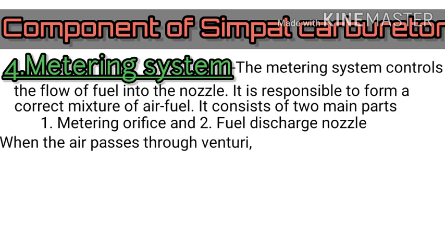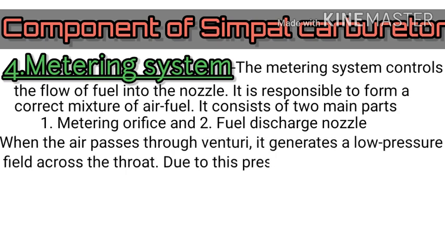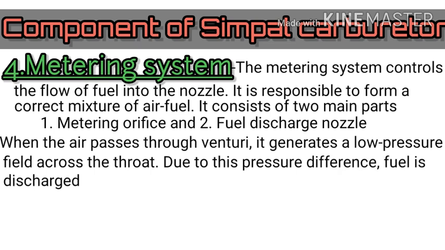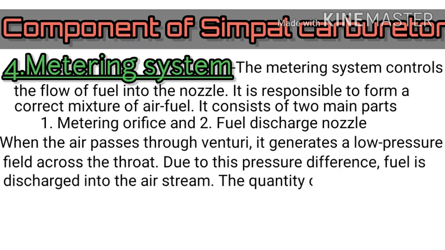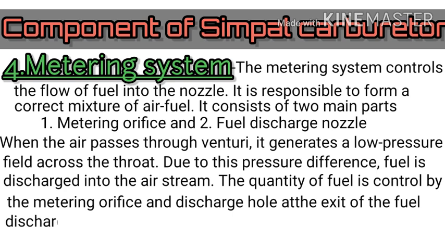When air passes through the venturi, it generates a low pressure field across the throttle. Due to this pressure difference, fuel is discharged into the air stream. The quantity of fuel is controlled by the metering orifice and the discharging hole attached at the exit of the fuel discharging nozzle.